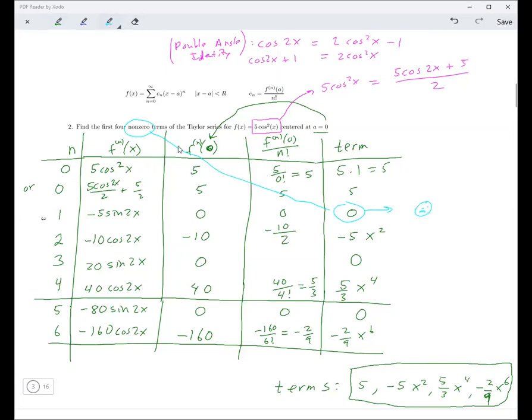So once again, also that and that are 0 as well. So they don't count, but that's 1, 2, 3, 4 terms. So let's move on to the next exercise then.